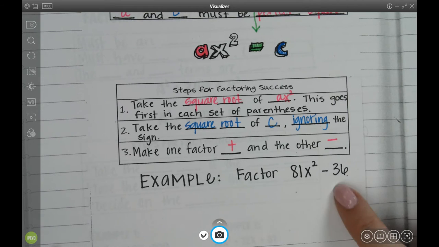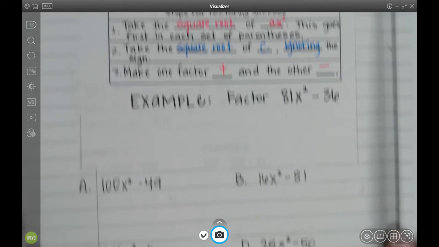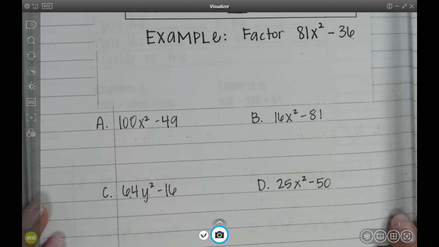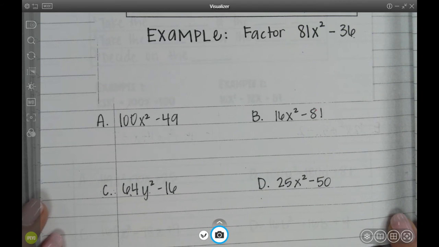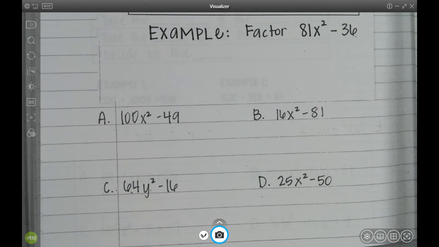Okay, I'm actually going to skip this first example for a second. We're going to go down here and do A and B first. I'll give you a second to write those down. Yeah, it's on the bottom of page 18.